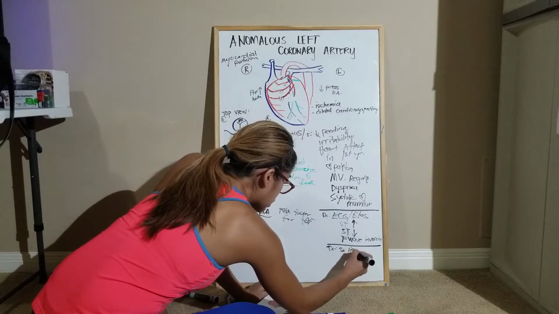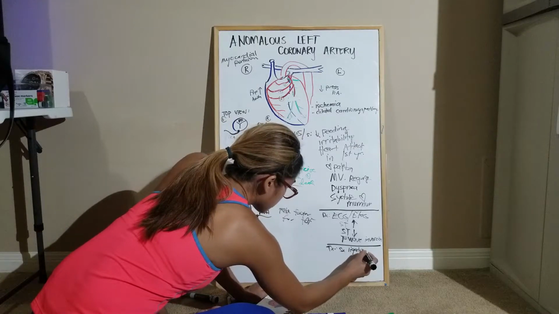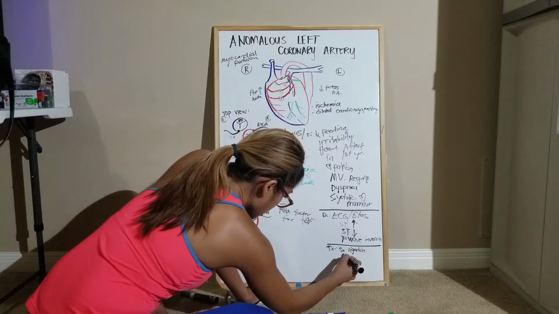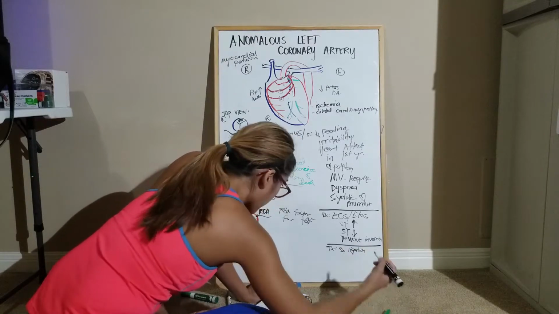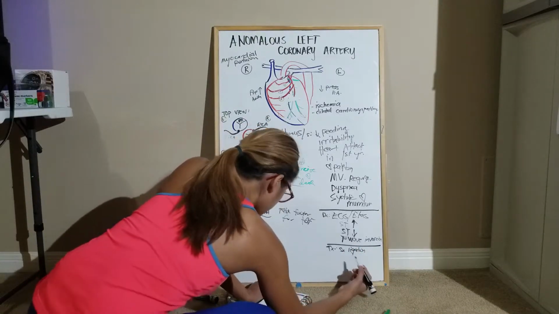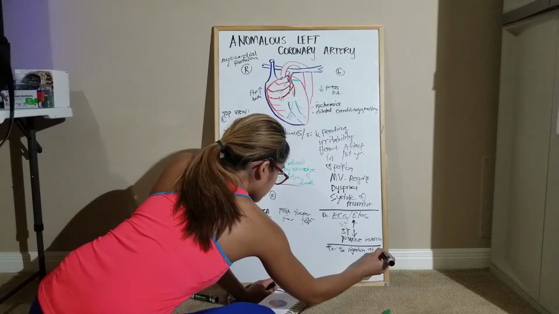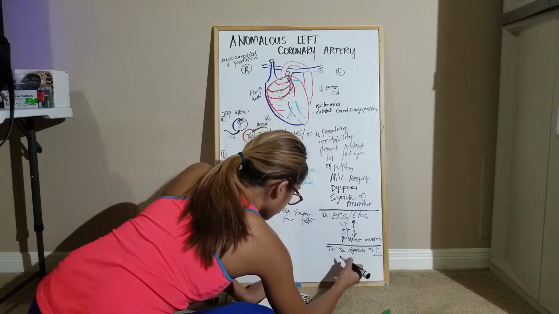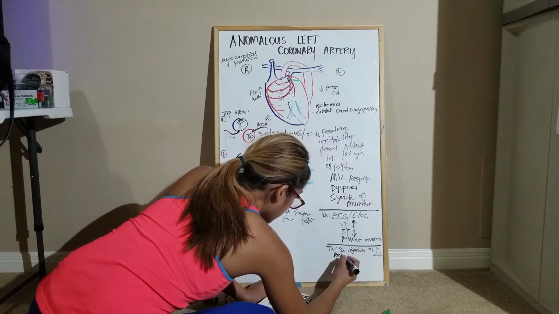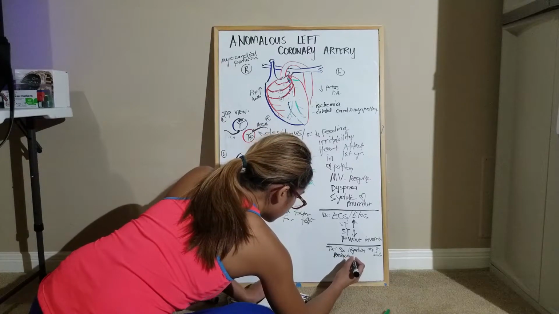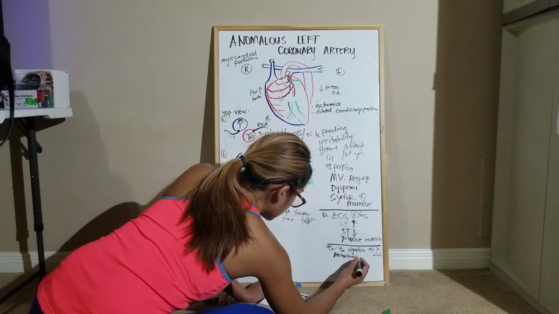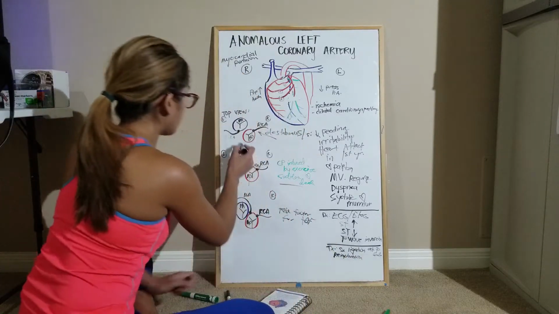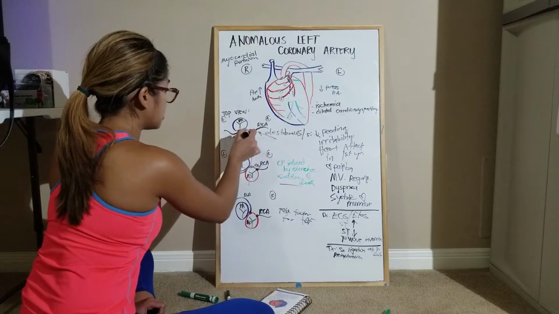Treatments. Surgical ligation at pulmonary side, surgical ligation at pulmonary side, reimplantation. This is when we move this to here to the aorta.